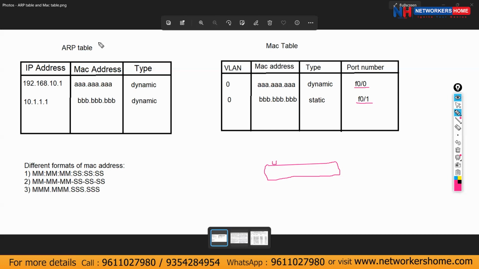This ARP table will be present in a router and in a PC. The refresh time for the ARP table in a router is 4 hours. The refresh time for the ARP table in a PC is 24 hours. The MAC table will be in a switch. The refresh time for the MAC table is 300 seconds.